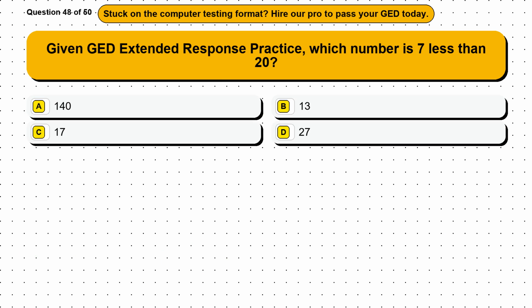Question 48. Given GED Extended Response Practice, which number is 7 less than 20? Option A, 140. Option B, 13. Option C, 17. Option D, 27.